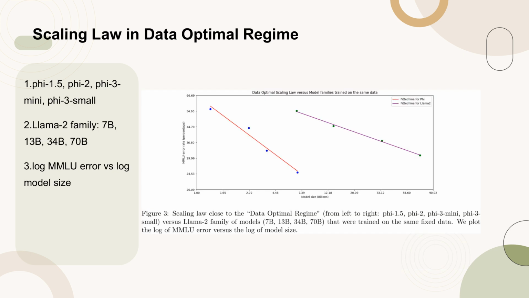Figure 3 illustrates the scaling law close to the data optimal regime for various Phi models, Phi 1.5, Phi 2, Phi 3 Mini, Phi 3 Small, compared to the Llama 2 family of models, 7B, 13B, 34B, 70B. The graph plots the logarithm of the MMLU error against the logarithm of the model size, showing how the error decreases as the model size increases for both series of models. This comparison highlights the performance of the Phi models in relation to the Llama 2 models, all trained on the same fixed data, indicating the effectiveness of the data optimal regime in reducing error rates as models scale.